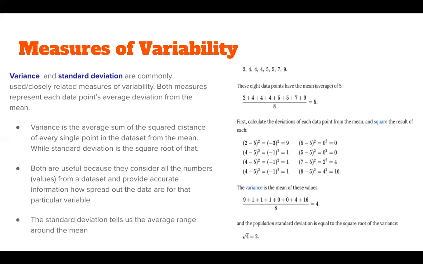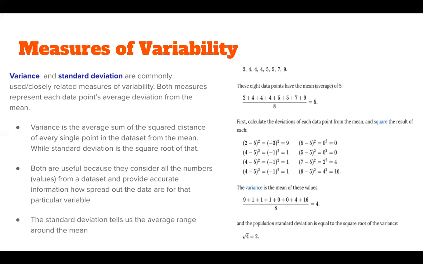You aren't going to have to do this in this class, but understanding what these two are, how they relate together, and then how we interpret them and use them is key. They're very closely related, because variance is the average sum of the squared distance of every single point in the data set from the mean. And then standard deviation is just the square root of the number. So standard deviation is the square root of the variance.